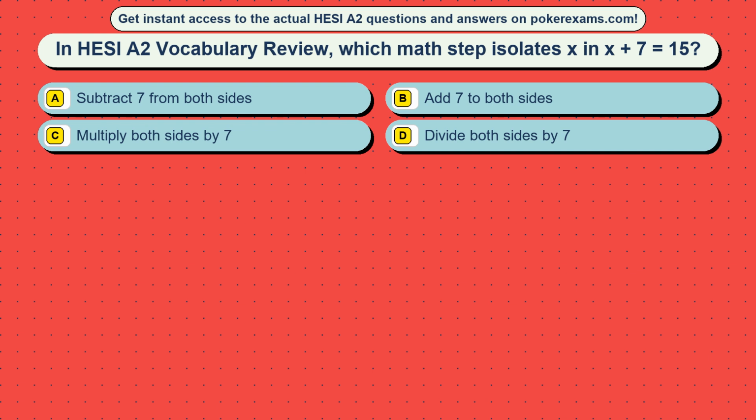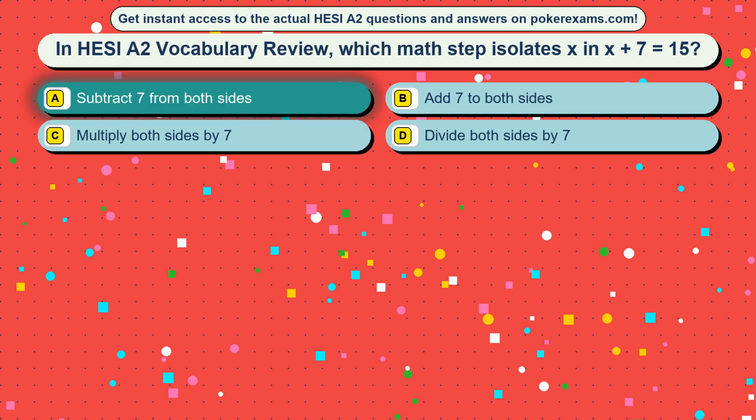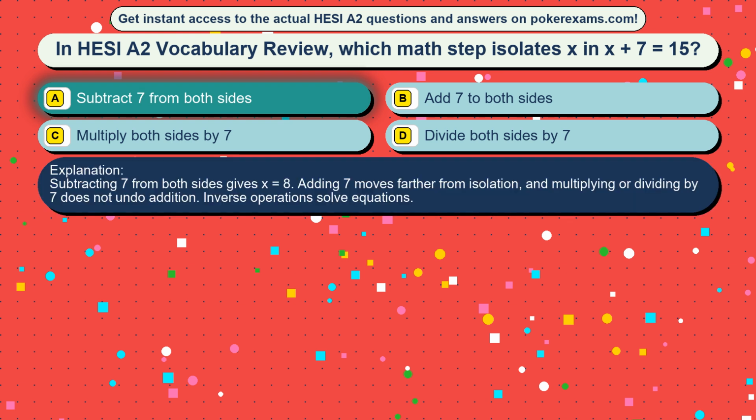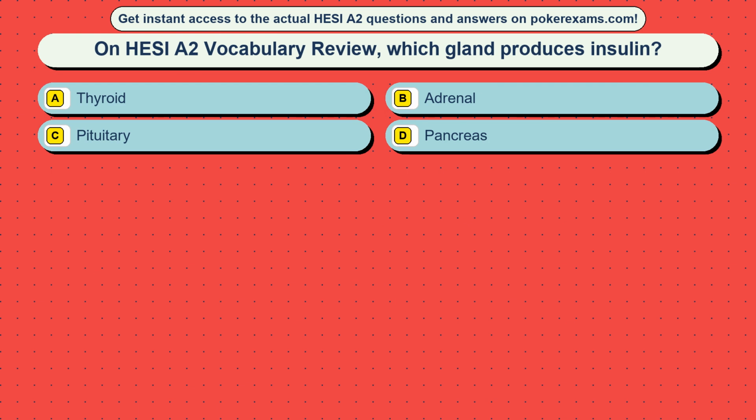Option C, multiply both sides by 7. Option D, divide both sides by 7. The correct answer is option A, subtract 7 from both sides. Subtracting 7 from both sides gives x equals 8. Adding 7 moves farther from isolation, and multiplying or dividing by 7 does not undo addition. Inverse operations solve equations.